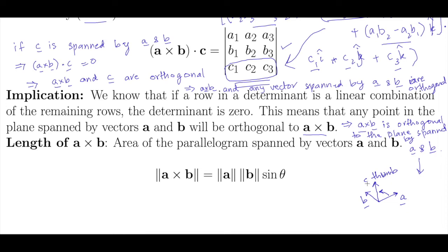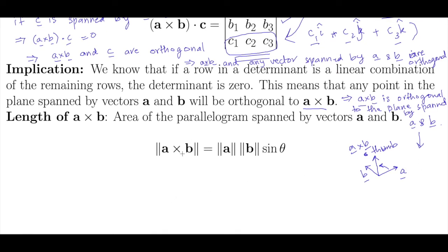Okay, so this is not C, this is A cross B. Sorry, your A cross B is given by the thumb. Okay, so this is about the direction of A and B. Now we come to how we find the length of A cross B. The idea is that this is the area of the parallelogram spanned by the vectors A and B.